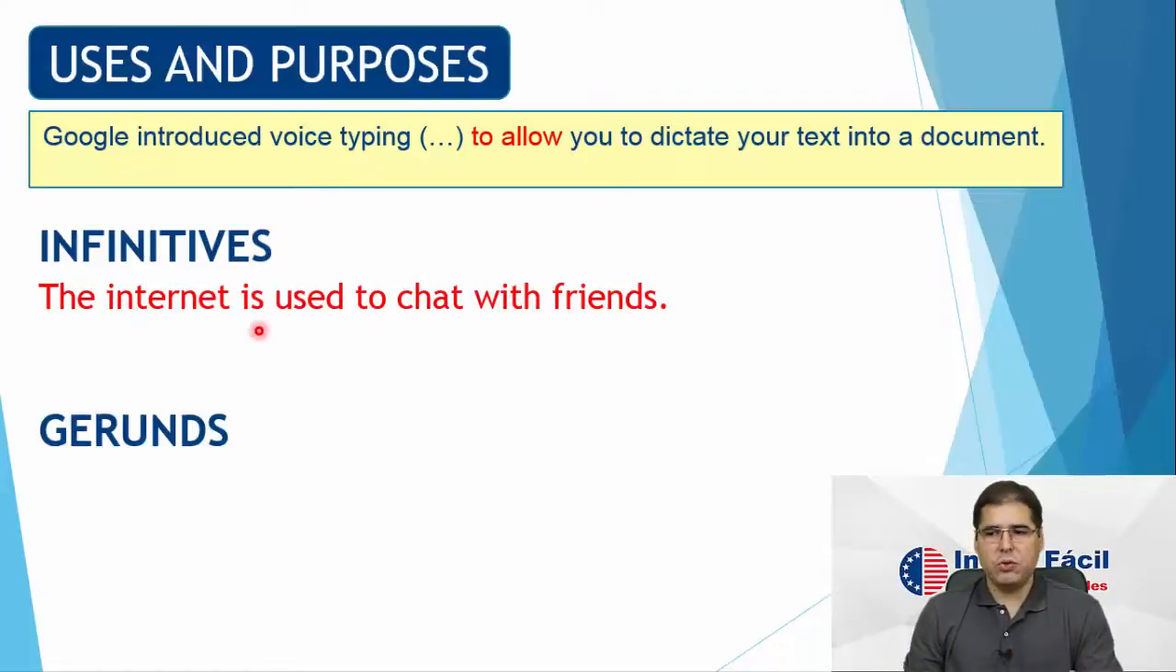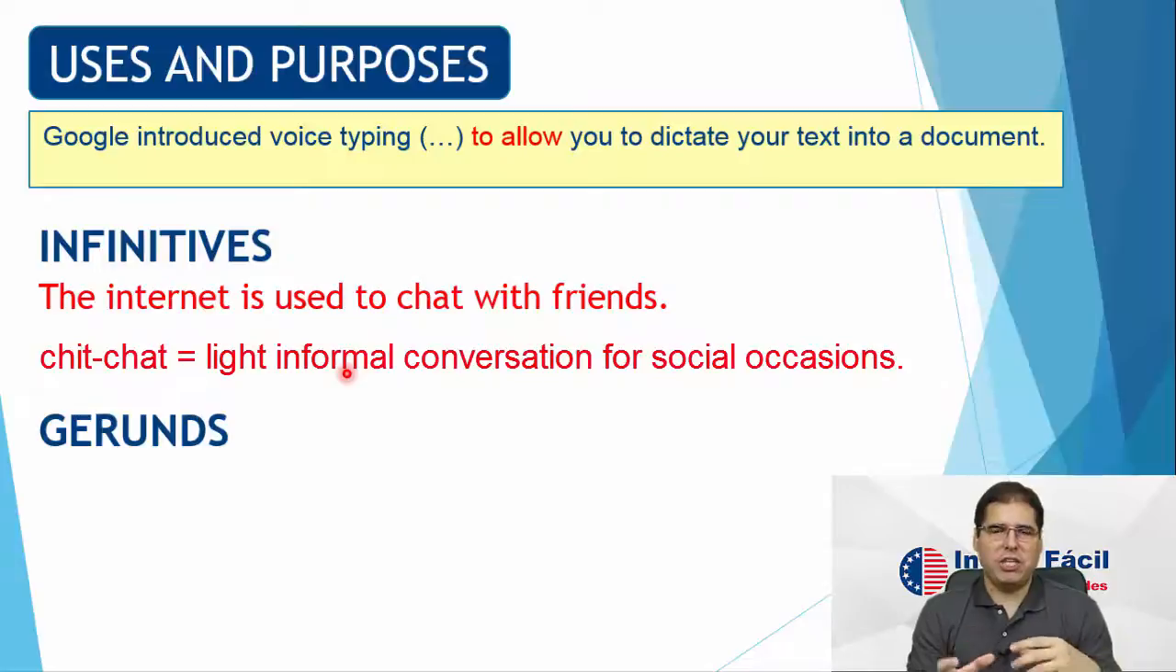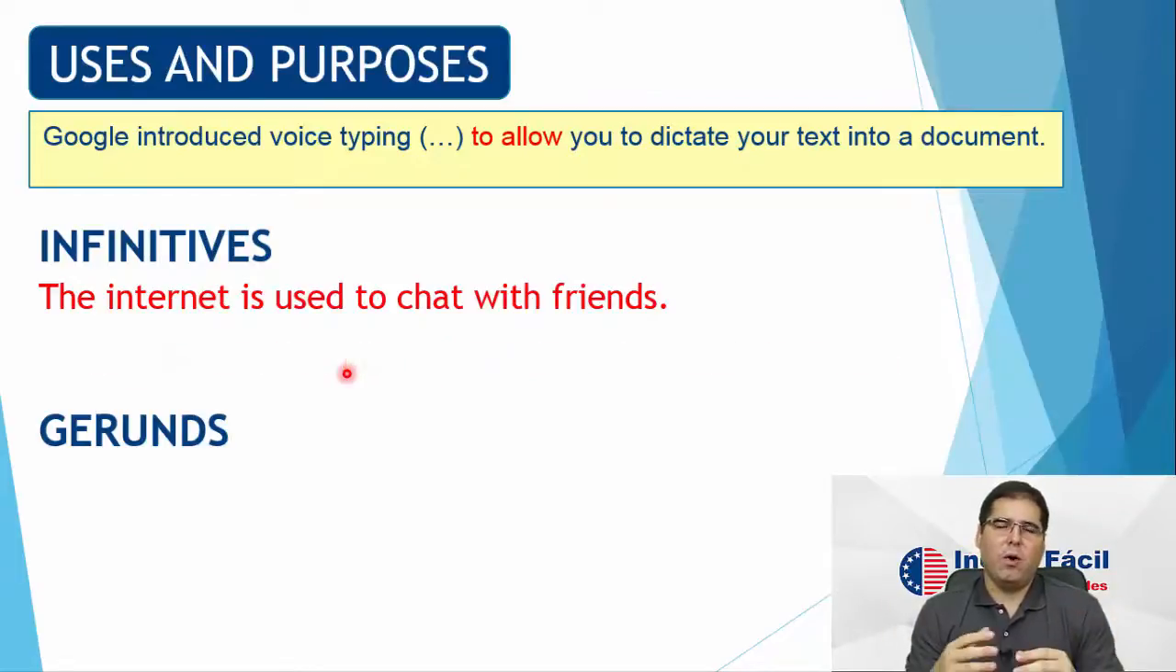So with infinitives, a very simple example: the internet is used to chat with friends. Is used to chat. It's the same thing we saw in the text, to allow, to chat, infinitive, normal. What is the purpose of the internet? One of its many purposes is that it can be used to chat with friends, to talk with friends. Chat is an informal conversation, a chit chat, something that we talk about when we meet somebody at the elevator. These kinds of not very important conversations, only to chat, to catch up with each other.